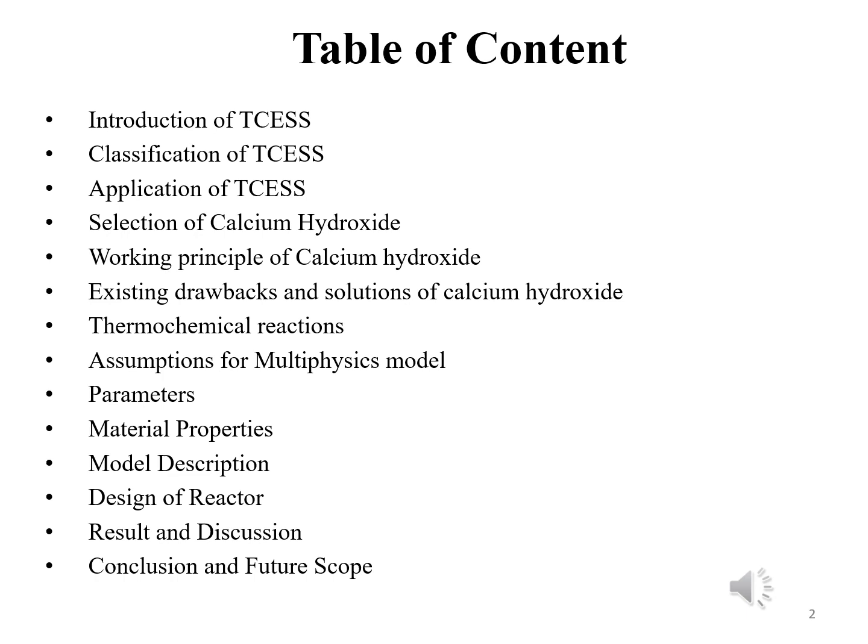The table of contents is listed here. Initially, we started with the introduction of thermal energy storage, its classification, application, and then why we selected calcium hydroxide, what is the working principle of it, the existing drawbacks in solutions of calcium hydroxide, basic reactions involved in thermochemical, the assumptions which we took on a multiphysics model, parameters, material properties, model descriptions, and the design and result and discussion of this project was done, and at the end conclusion was given.